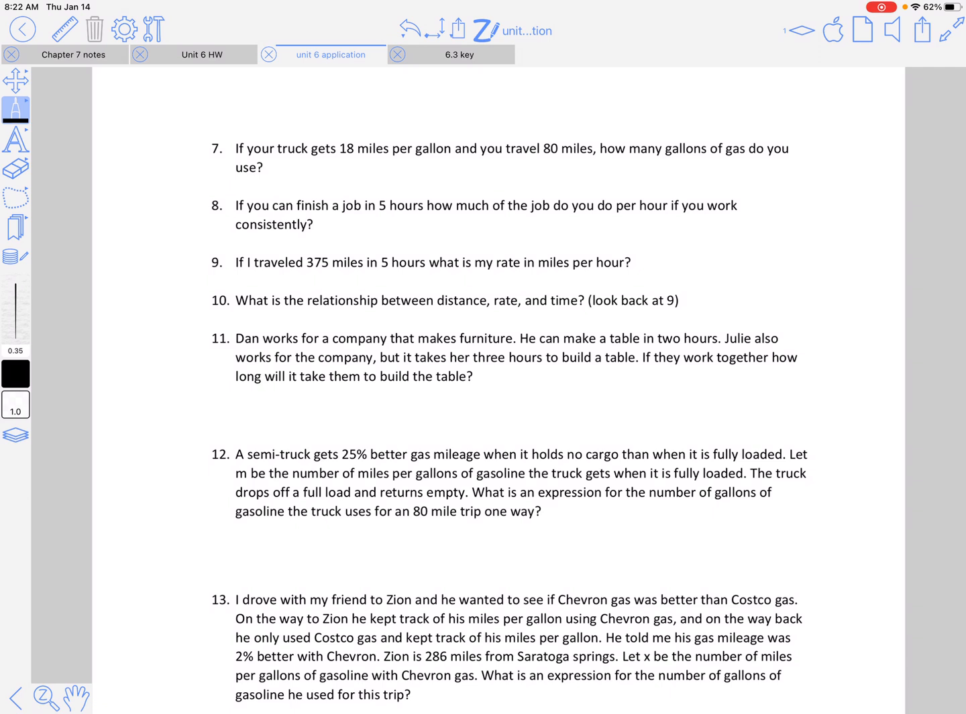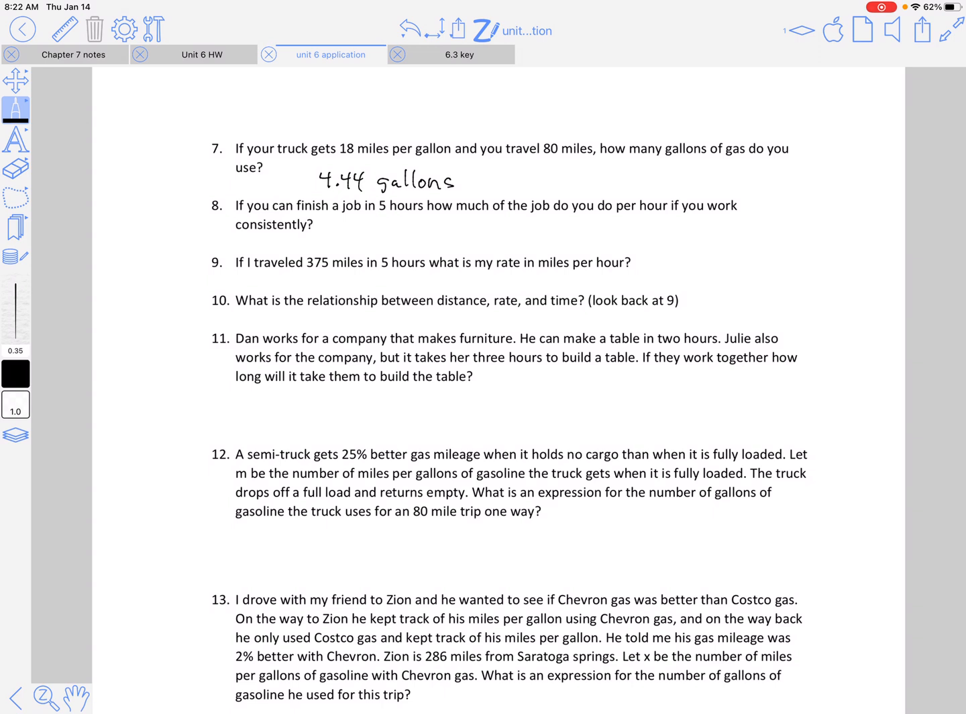All right, so number 7, there's lots of ways to think about this, but most people do 80 divided by 18, and they get 4.44 gallons. So I just want you to kind of think of that relationship. There's lots of ways to think about it. If you're still stuck on that one, like I said, just send me an email.